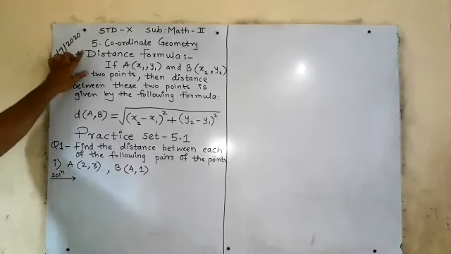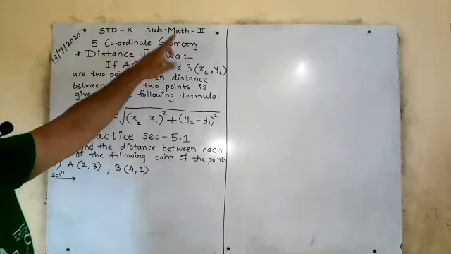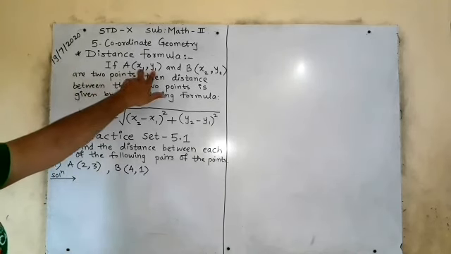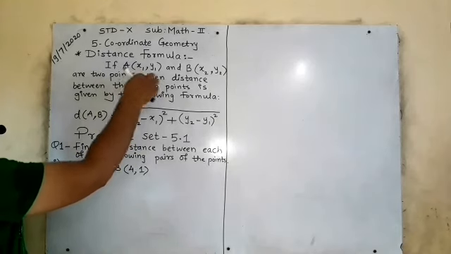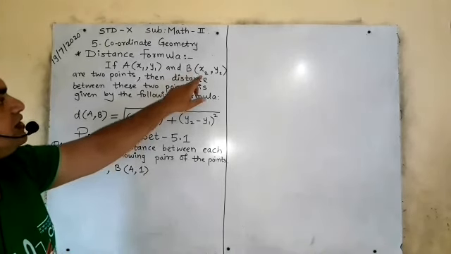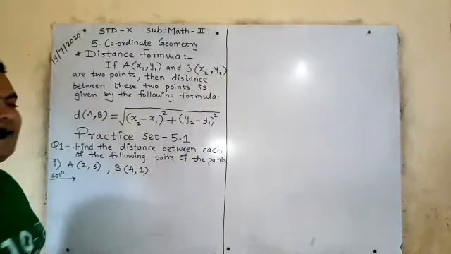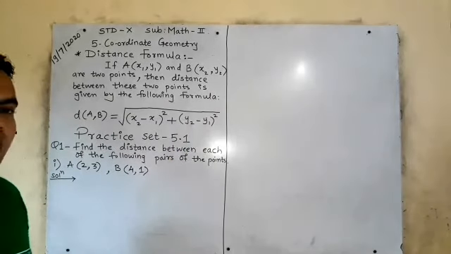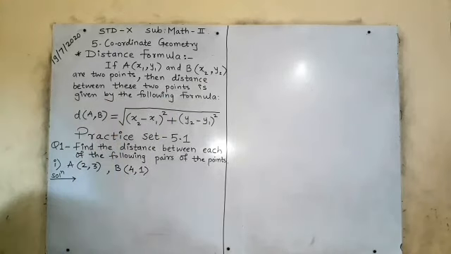So students, first topic of chapter number 5, coordinate geometry of standard 10, subject math second, distance formula. If point A has two coordinates, the first coordinate will be considered as x1, the second coordinate as y1, and point B has two coordinates. First coordinate will be considered as x2, and second coordinate as y2. Okay, these are two points, then distance between these two points is given by the following formula.